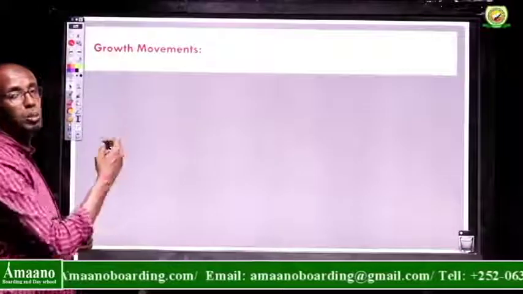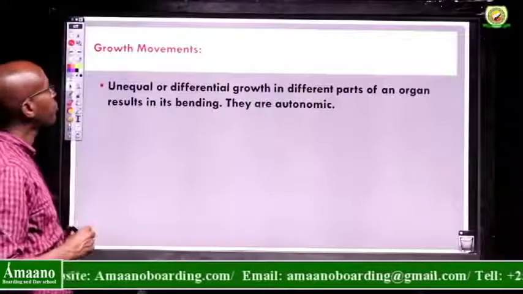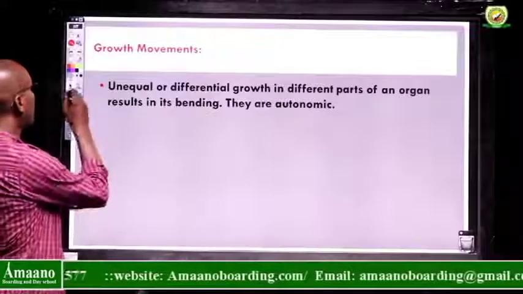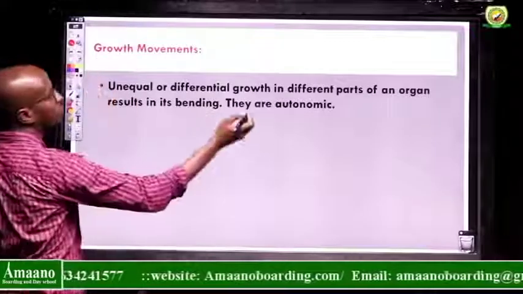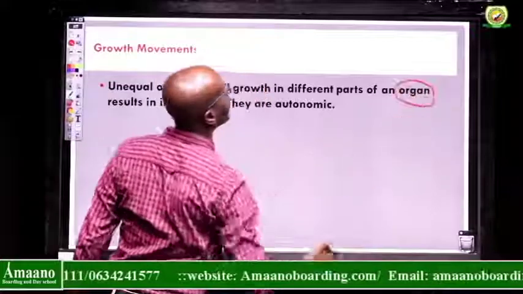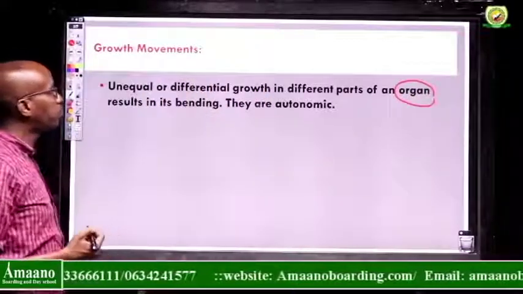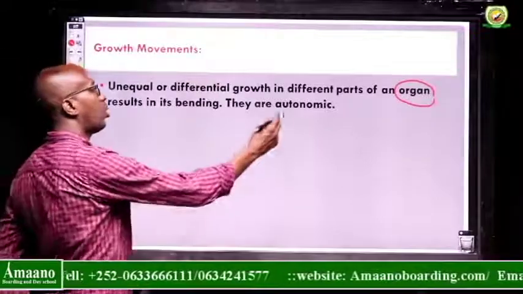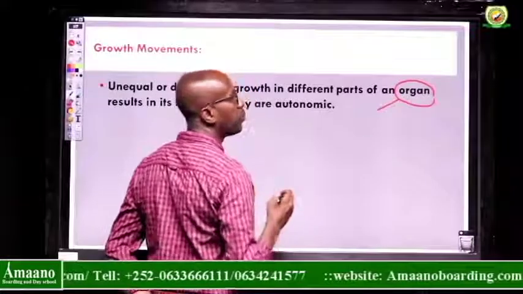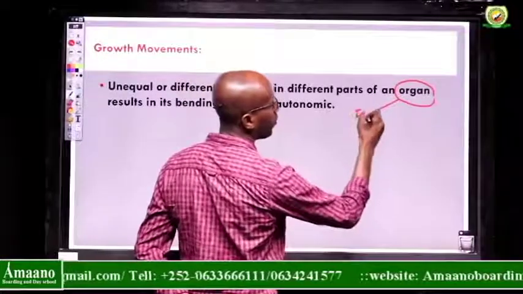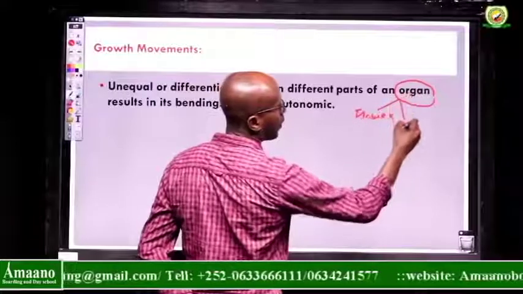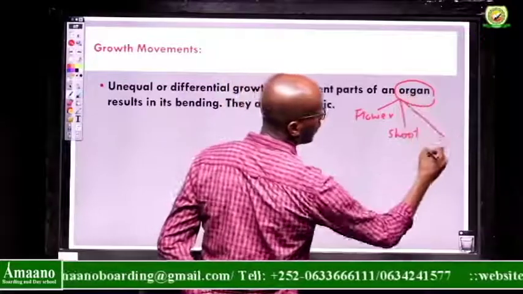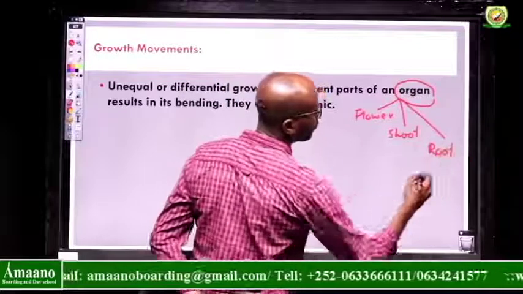Growth movements. This is the most common type of movement made by plants. Unequal or differential growth in different parts of an organ results in its bending or its growth. This organ can be the flower, can be the shoot, can be the root, and so on.